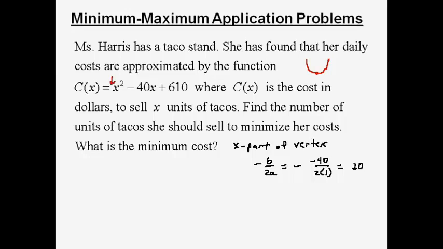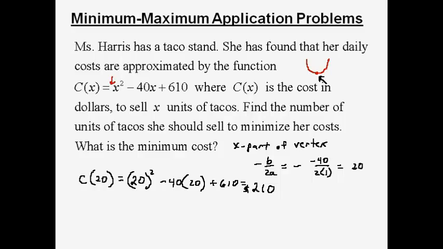Now, what would the cost be here? What's the minimum cost? Well, if she sells 20 tacos, if we plug 20 in for x here, we're going to get 20 squared minus 40 times 20 plus 610, and the cost I get to be $210. So in this case, 20 tacos for $210 would be your answers. That vertex will tell you all. All right, let's try one more and we'll finish this video.